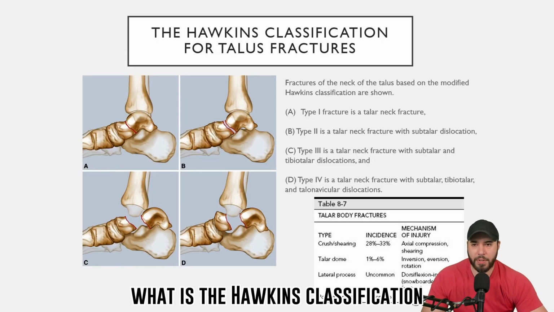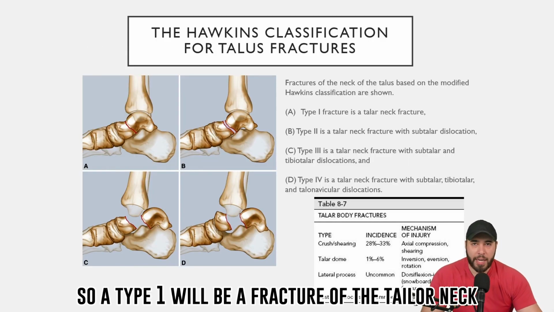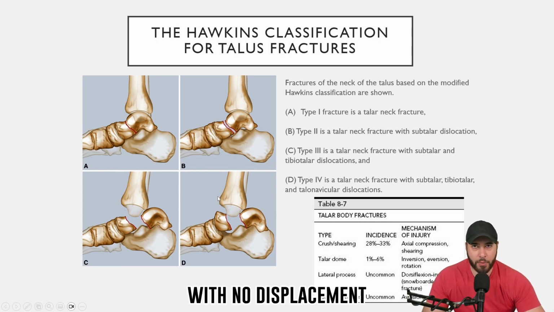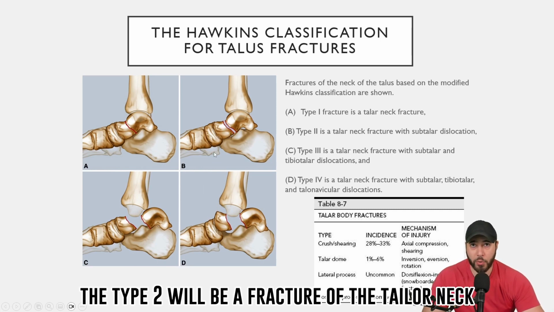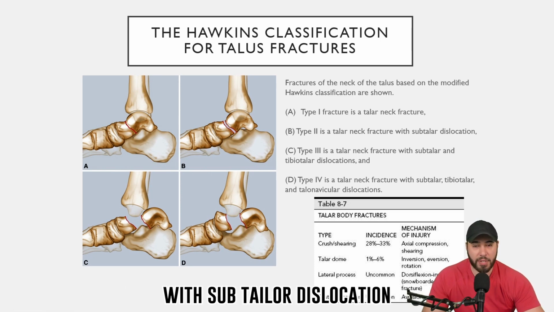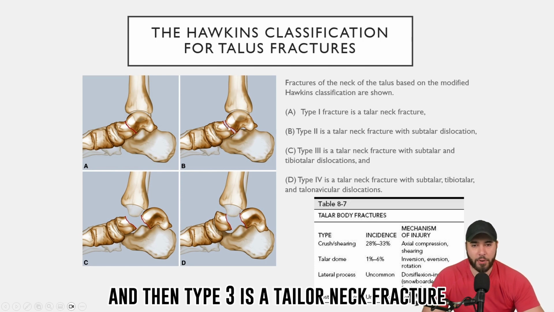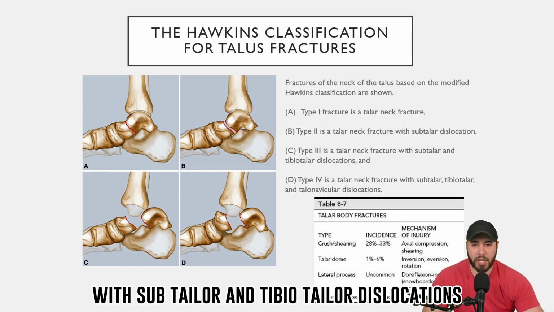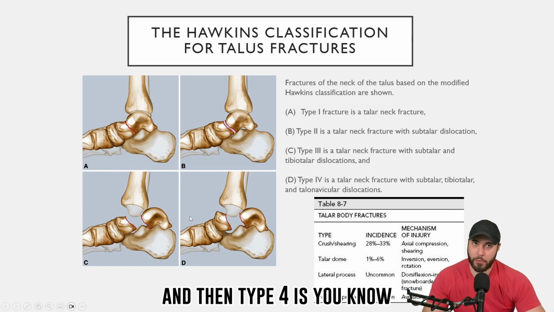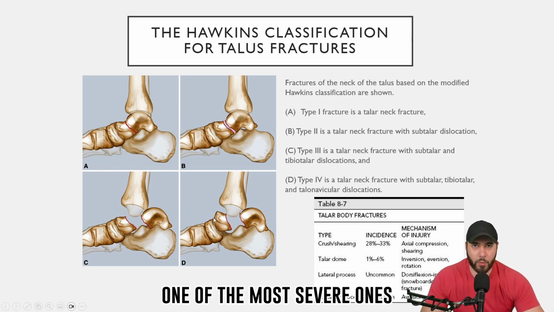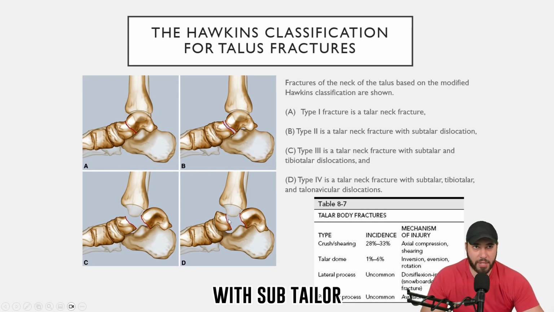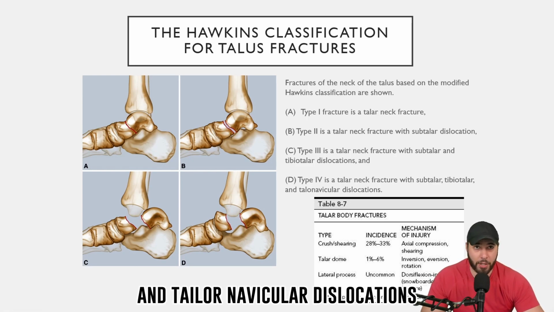What is the Hawkins classification for talus fractures? A type 1 is a fracture of the talar neck with no displacement. Type 2 is a fracture of the talar neck with subtalar dislocation. We can see that here. Type 3 is a talar neck fracture with subtalar and tibiotalar dislocations. And type 4 is one of the most severe ones. It is a talar neck fracture with subtalar, tibiotalar, and talonavicular dislocations.